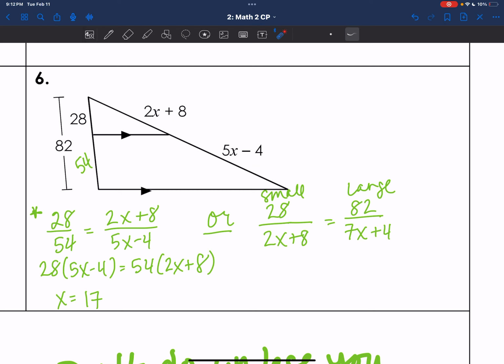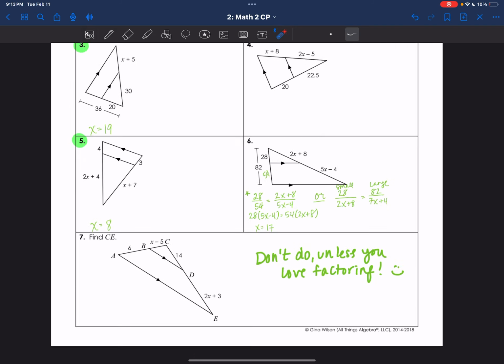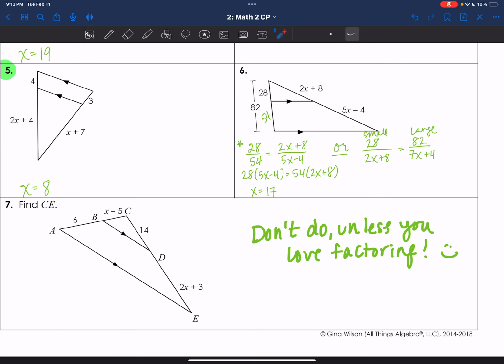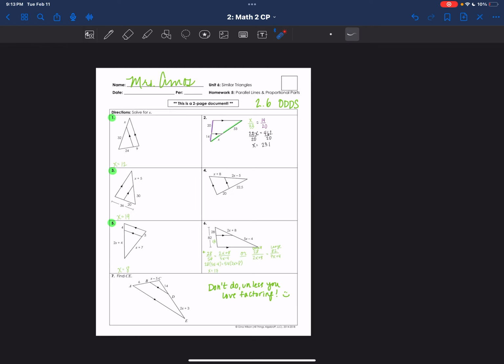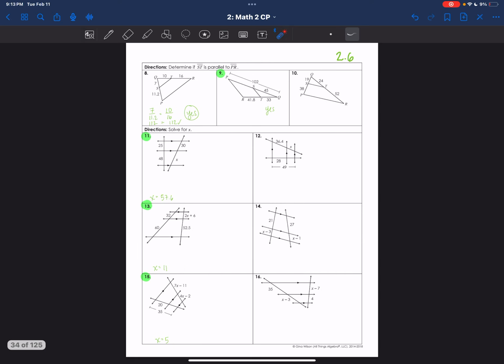So you could do this way too, but truthfully, I think most kids like that way. Or most people prefer that way. All right, number 7, you do not have to do number 7 unless you love factoring. Yay, that was a beautiful heart. But you don't have to do that. All right, turn it over.